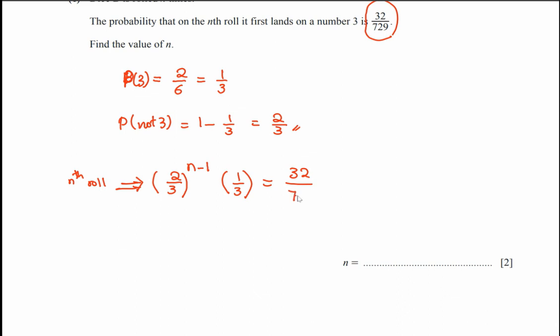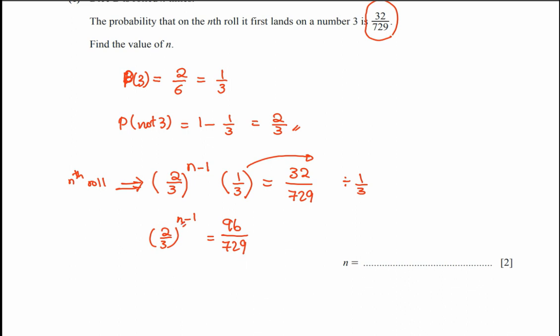32 over 729. Then I want to solve for n. So I will send 1 over 3 to the other side by division. So (2/3)^(n-1) equals 32 over 729 divided by 1 over 3. Or I can write the answer directly. Here it is, and it will be equal to 96 over 729. Now I want to solve for n.